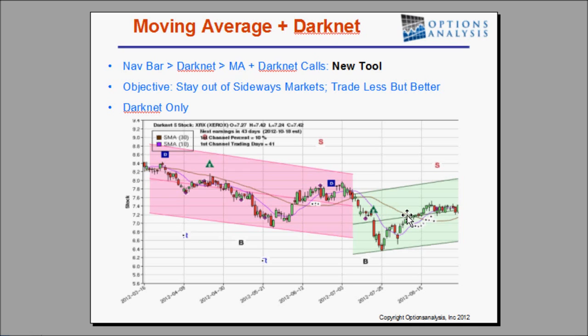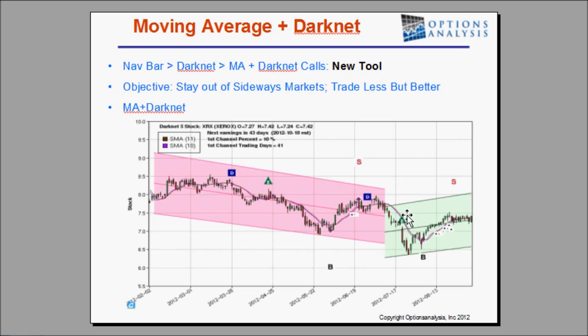But when I merge them together, first we have to have a Darknet buy, then once we have a Darknet buy, we then have a moving average crossover, which is sort of a confirmation signal to the bullishness that we're looking for. Then we enter the trade. And here's what happened.